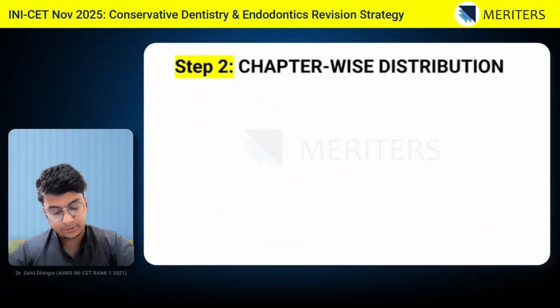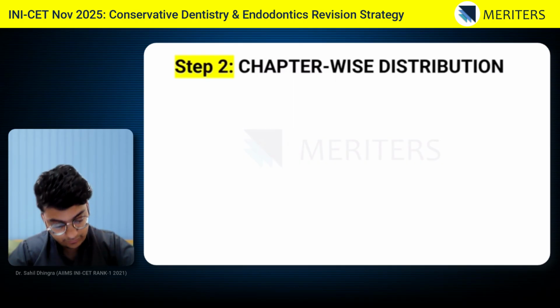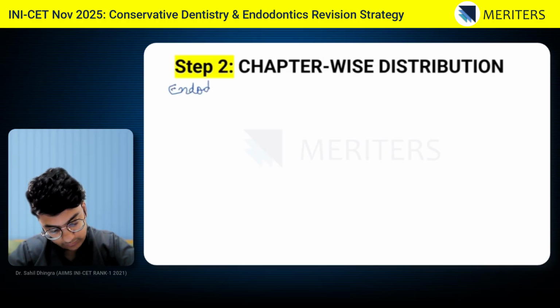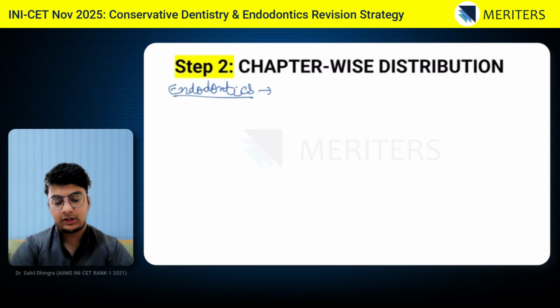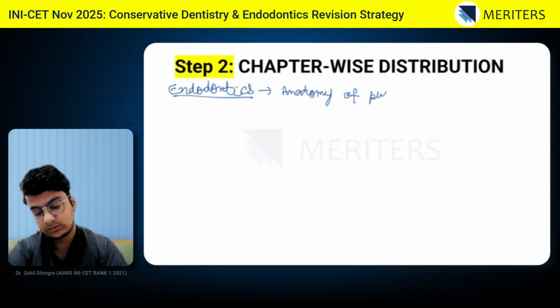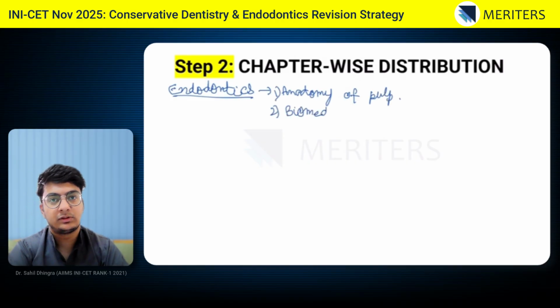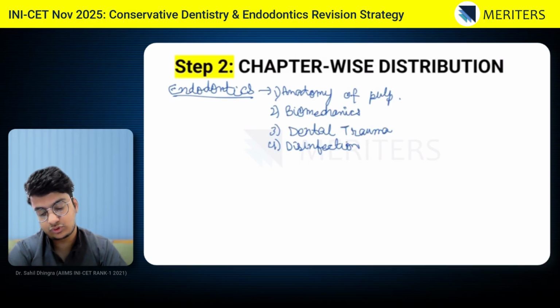So, step 2 is the chapter-wise distribution. Now, first we'll talk about endodontics and then about conservative dentistry. When we talk about endodontics, the most important chapters are your anatomy of the pulp cavity, followed by your biomechanics, dental trauma or your traumatology, and the disinfection and obturation part. These 4 are the most important chapters.